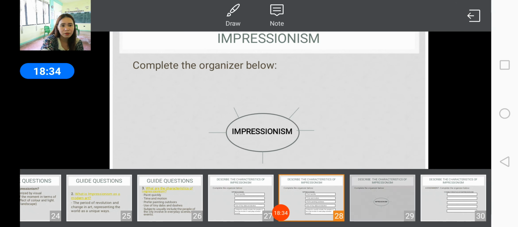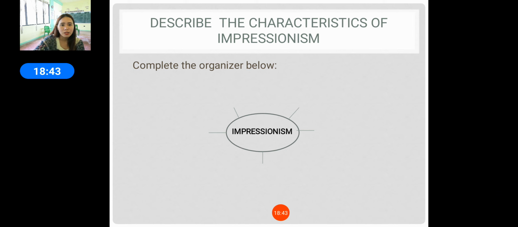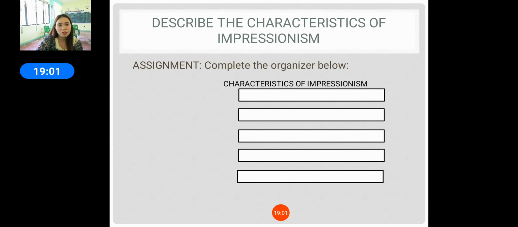I'm sorry, we've missed one here. Complete the graphic organizer below. You're going to make a concept map about the characteristics of Impressionism. If you can put the meaning, you can put it there. You're going to answer it in your MAPEH notebook. And also this one, complete also the graphic organizer. It talks about the characteristics of Impressionism.